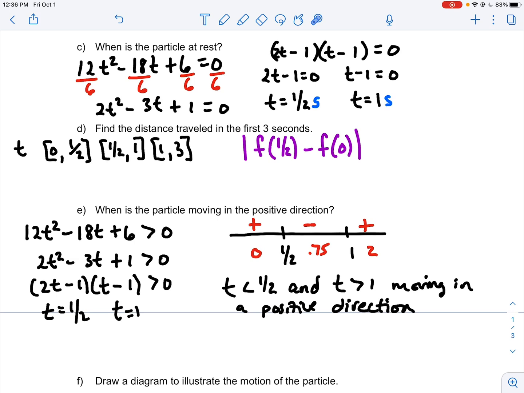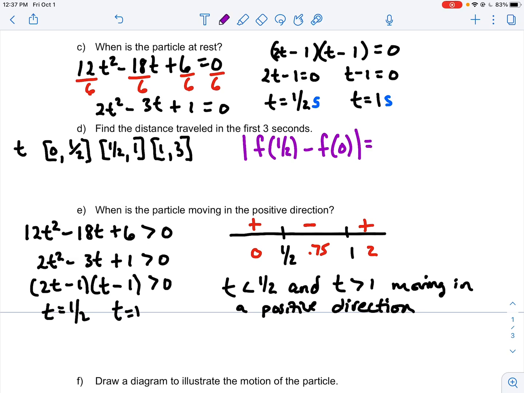Now, does anybody know why I need the absolute value bars there? Because think about it. When I'm going in a positive direction, this number is going to be positive. But when I go in a negative direction, this number is going to be negative. But even though I'm going in a negative direction, it's still a positive distance. So think about it. Distance is always a positive number. So that our distance here is always positive, we need those absolute values there. Okay? Just to be sure.